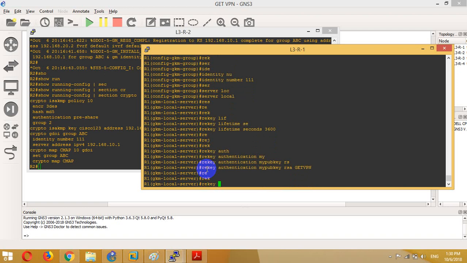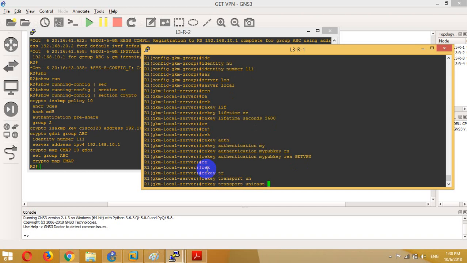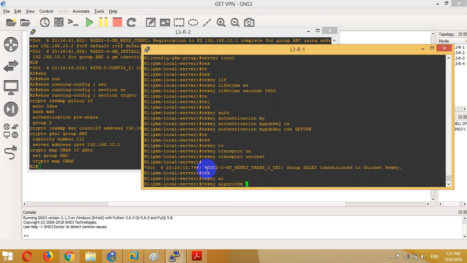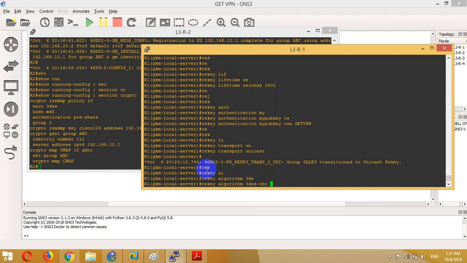Rekey transport. We will transport it in unicast. It could be transported in multicast, but if you use multicast, you need something like the PIM protocol enabled in your network, and because we don't have PIM right now, we are using unicast. Rekey algorithm 3DES, like that.